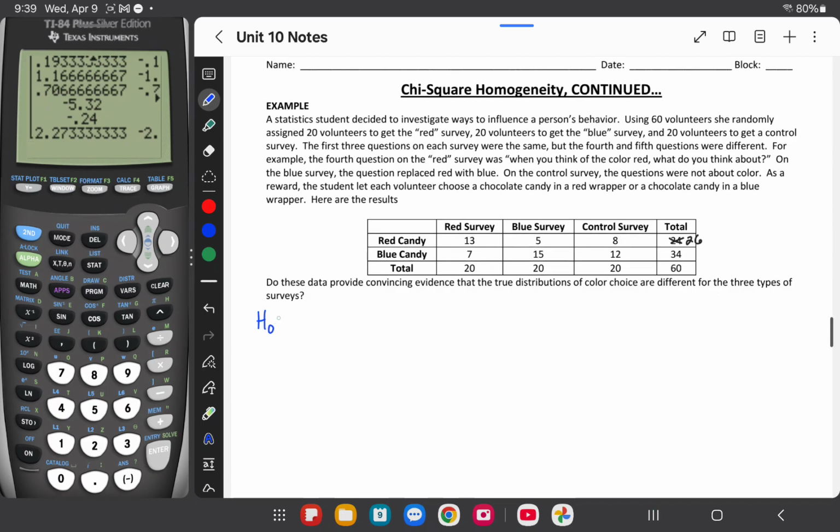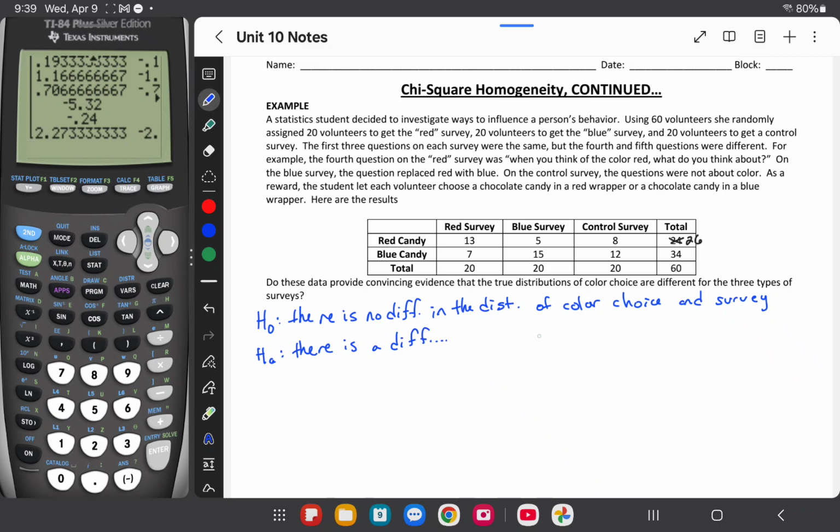Our null hypothesis is going to be that there is no difference in the distributions of color choice and what survey they were given. And for our alternative, we're going to have a similar statement, changing one word to say there is a difference. And for our significance level, we'll go ahead and use 5% as the alpha level.